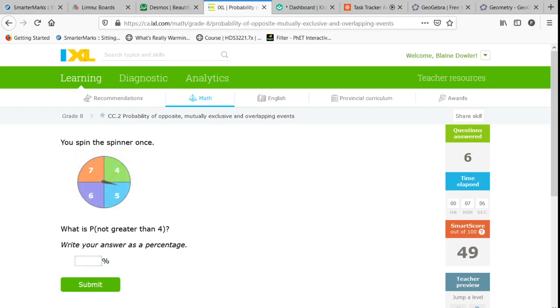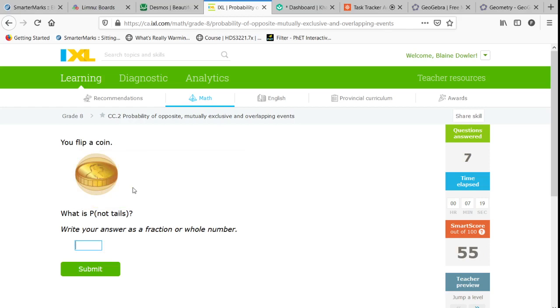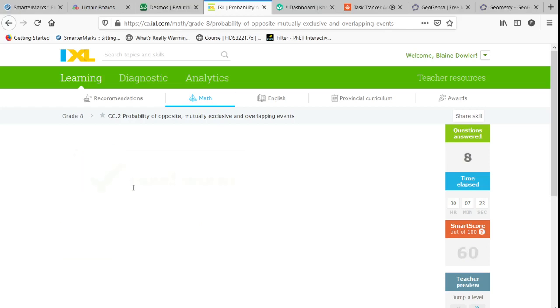So here, what is the probability that the number is not greater than 4? If it's not greater than 4, it's less than or equal to 4. There's only one of the 4 segments that does that, so 25%. Probability that it's not tails means it's heads. That's 1 out of 2.